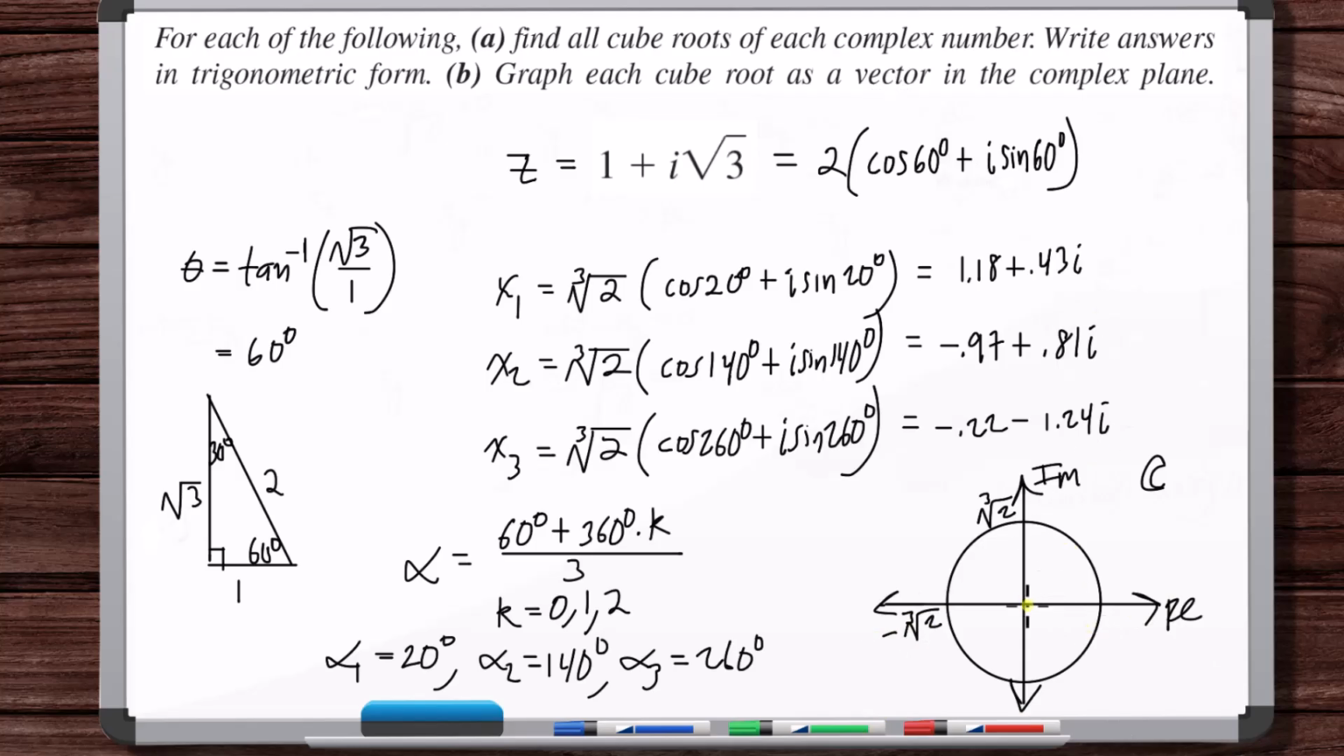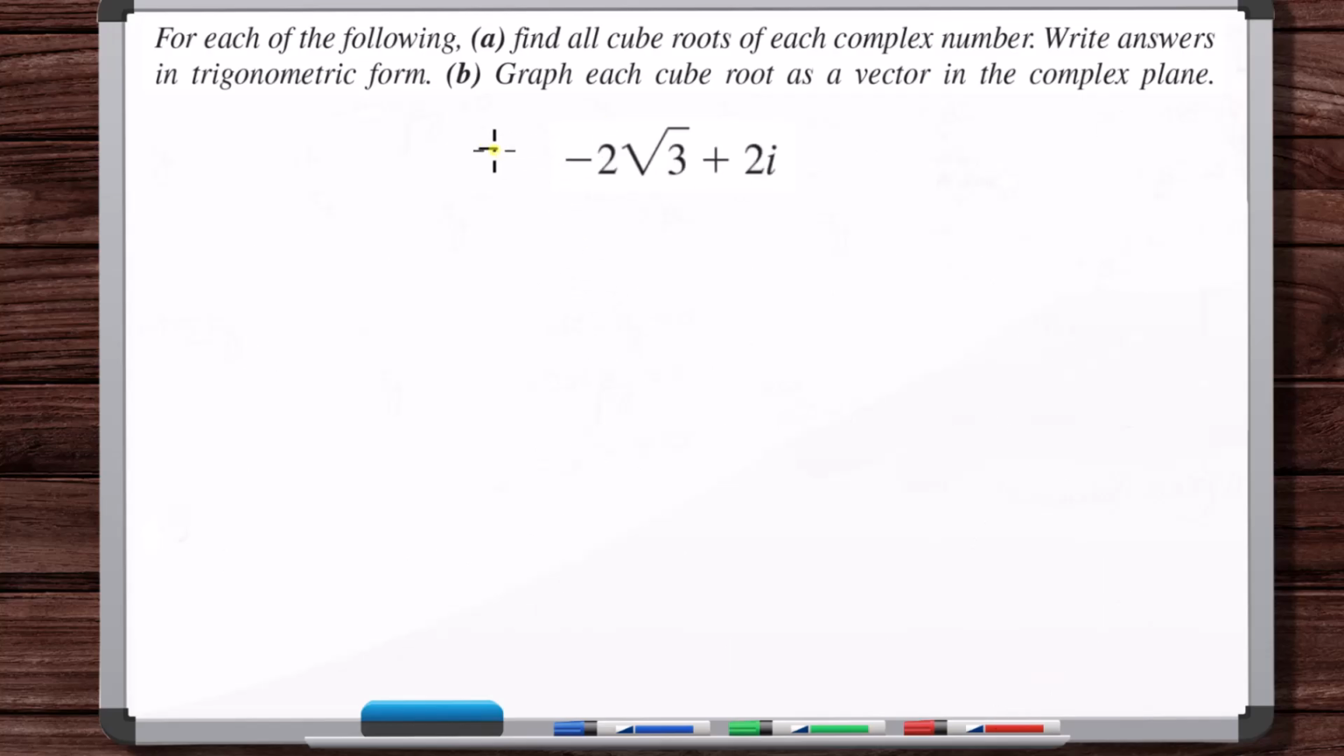First one is going to be at 20. Second one at 140. Third one at 260. Okay, so we're at 20 there, or at 20, not about 20. And there we go.